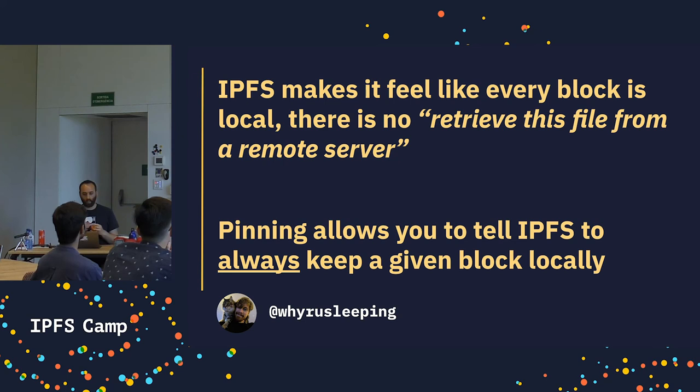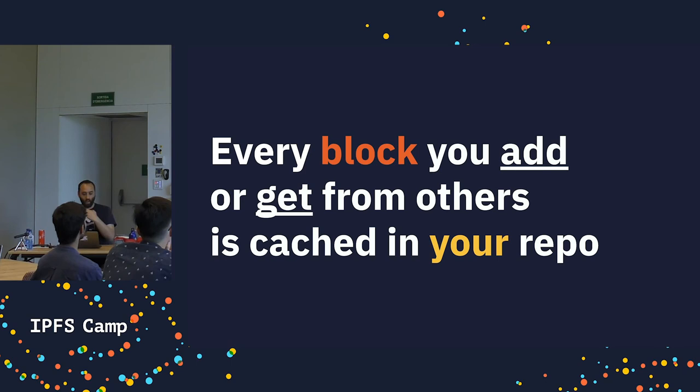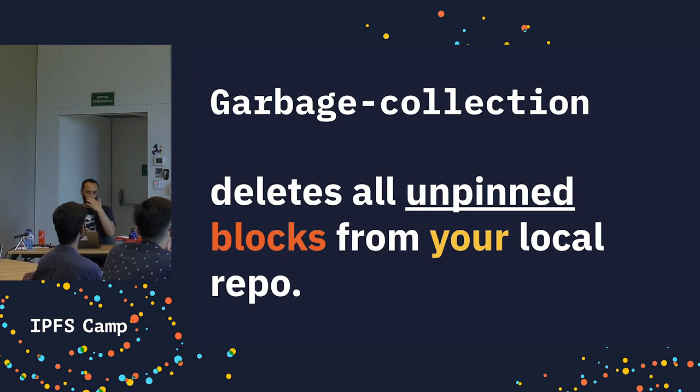And right at the start, we said when you add a file, it's stored as blocks in your repo. But it is also worth noting that every block you add or you get from other peers is cached in your repo. So if you've got a cache, then you're going to want to manage it. You can control the cache size by setting a max size limit in your IPFS config file. And then you can enable garbage collection to ensure that IPFS does its best to keep the amount of storage under that max size limit. So if you store more blocks than your size limit, then the GC process will fire garbage collection, and it will delete all unpinned blocks from your local repo.